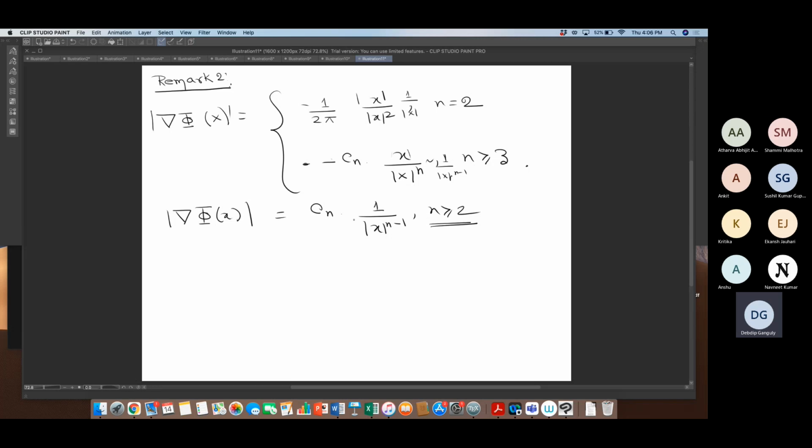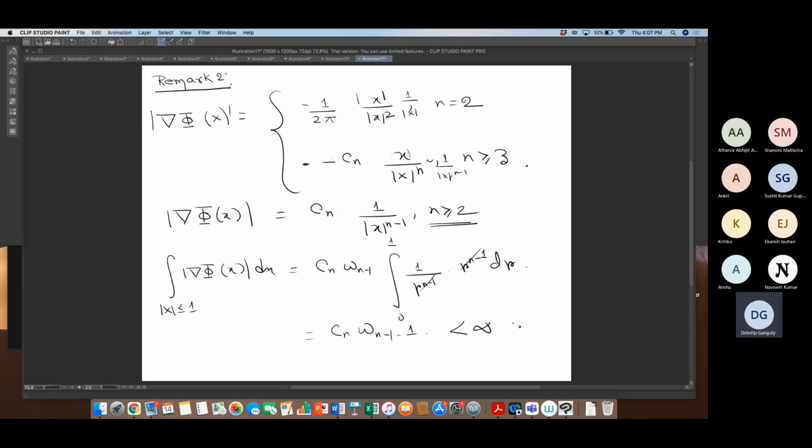Again, clearly, over mod x less than or equal to 1, the gradient of phi(x) dx. What will this be? This is a constant W(n-1), integral from 0 to 1 of 1 by r to the power n minus 1 into r to the power n minus 1 dr. This gets cancelled. This is C_n W(n-1) times 1. Okay? So again this implies the gradient of phi(x) is also L1 loc for n greater than or equal to 2.